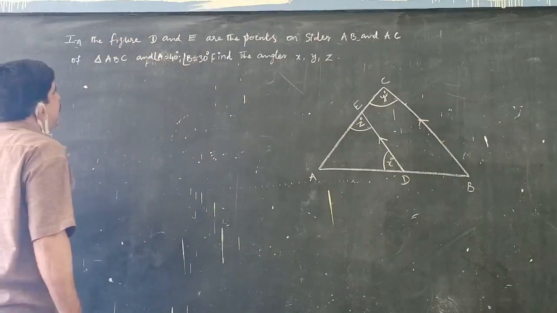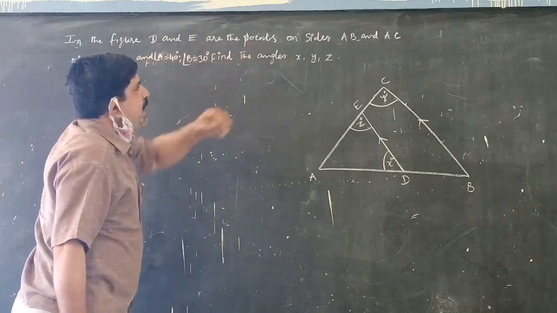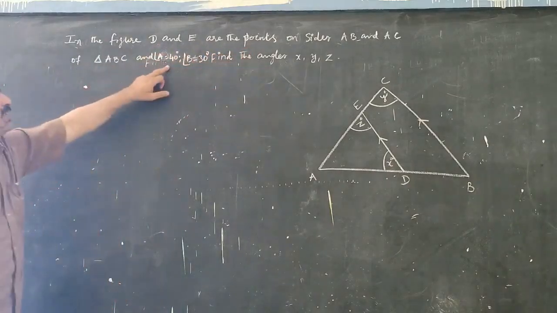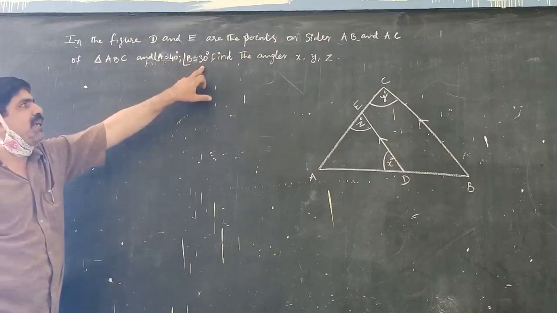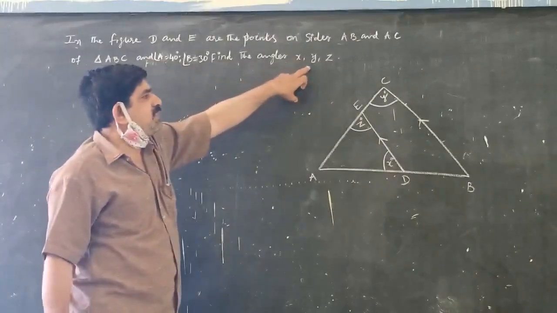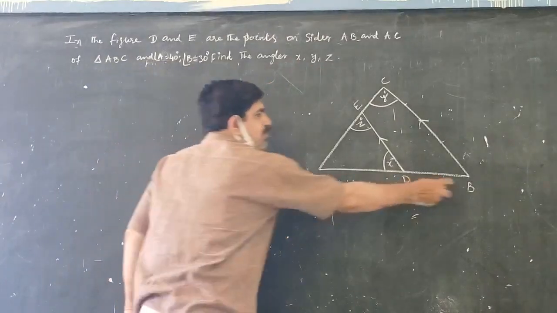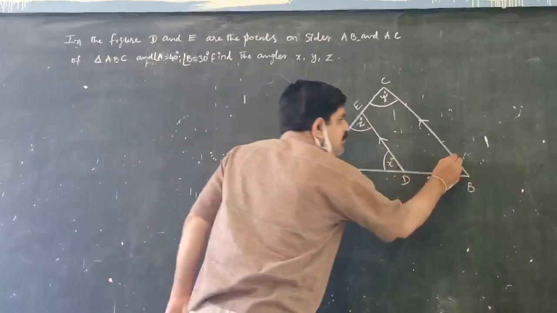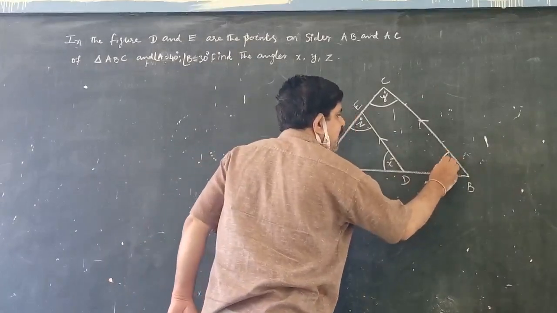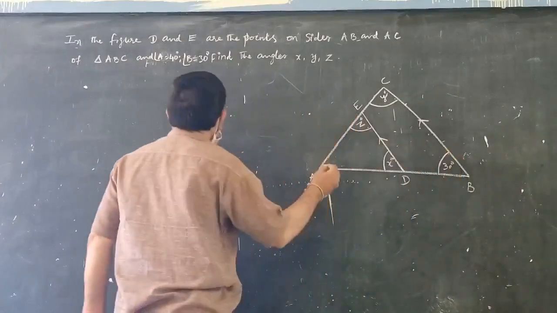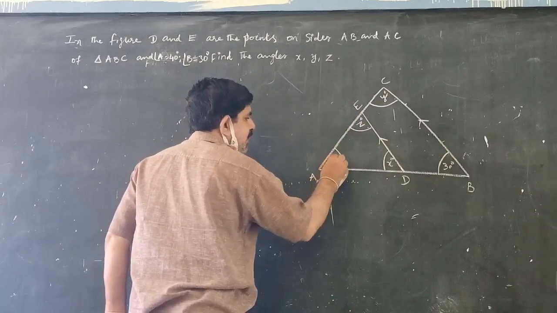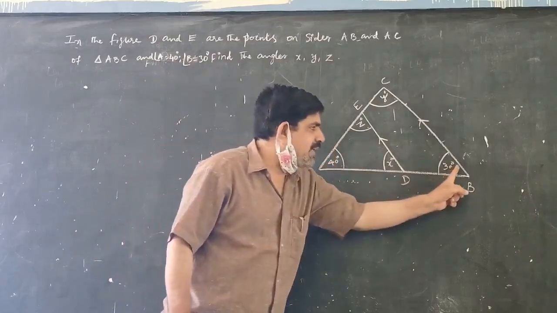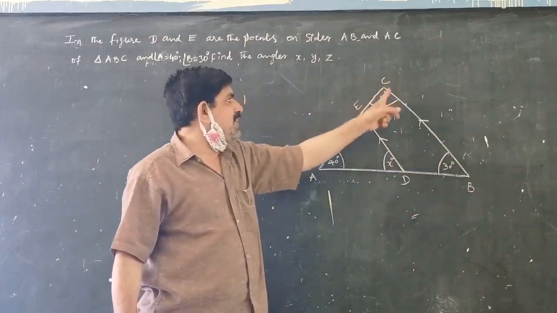In the figure, D and E are points on sides AB and AC of triangle ABC, and angle A is equal to 40 degrees and angle B is equal to 30 degrees. Find the angles x, y, z. See here, ABC is a triangle. Angle B is 30 degrees, given, and angle A is 40 degrees, given.